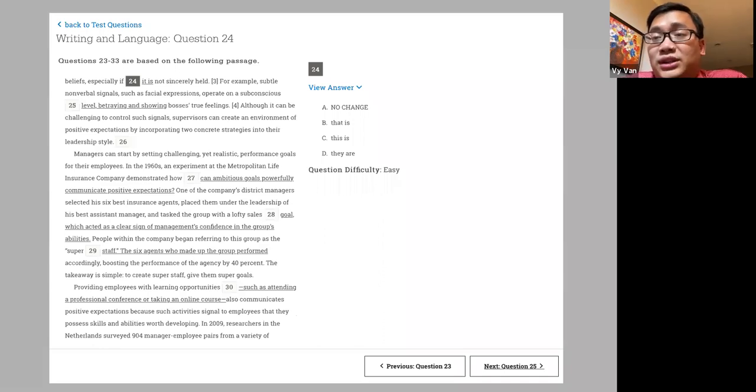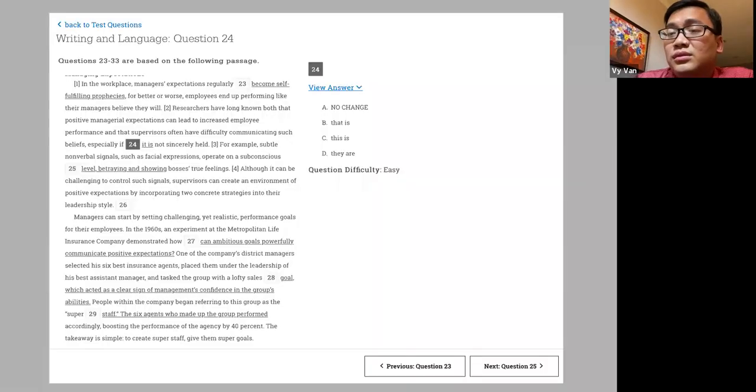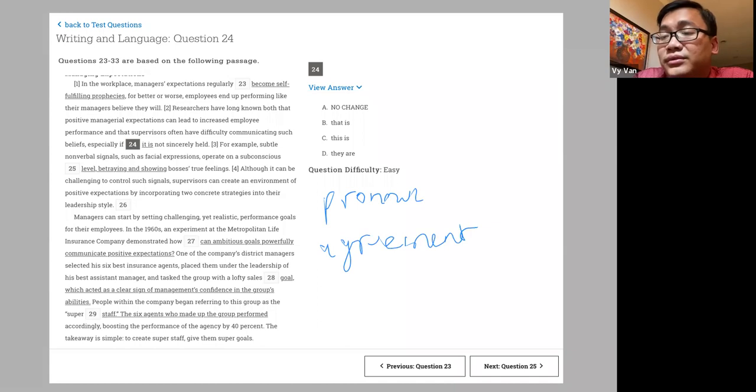Number 24. So number 24 is pronoun agreement. Pronoun agreement. That means, what do you use for pronoun agreement?